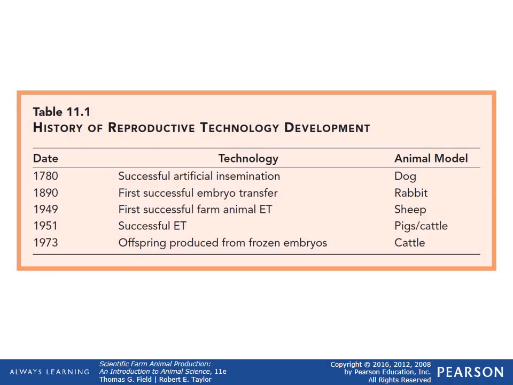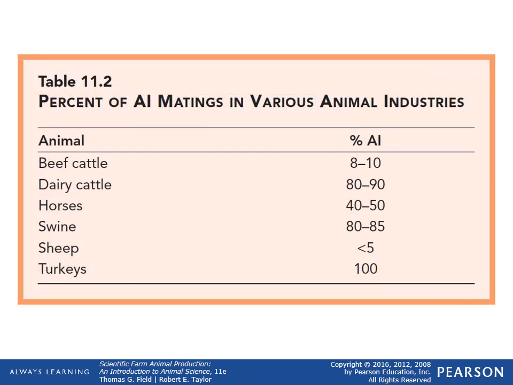Again, another chart on reproductive technology development. It shows the percent of AI matings. Notice just 8 to 10% in beef cattle, about 90% in dairy cattle, very common. Horses, it says 40 to 50%. That would be on the high end, I would say, of the equine business. There's a lot more natural service in your day-to-day areas. Swine are at 80 to 85%, and then you see sheep and turkeys. Turkeys, 100% of the industry.